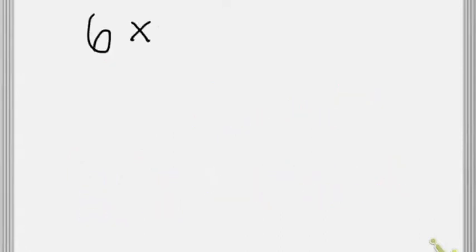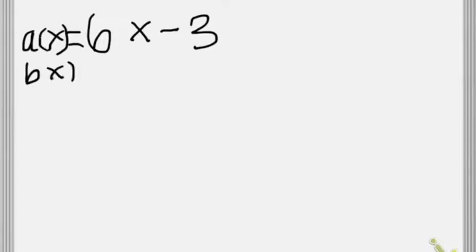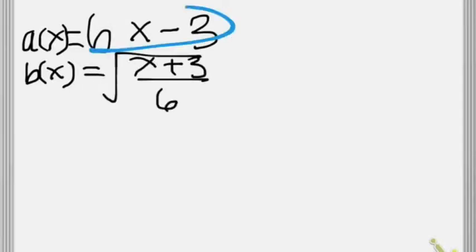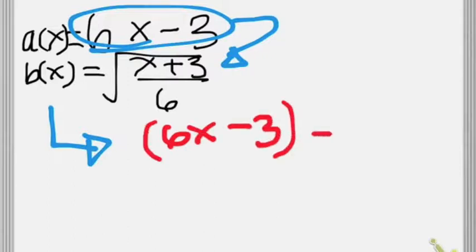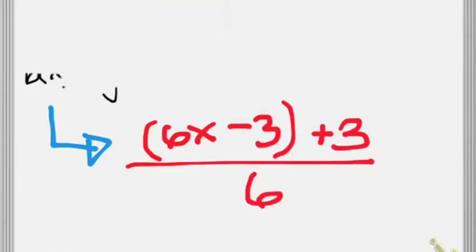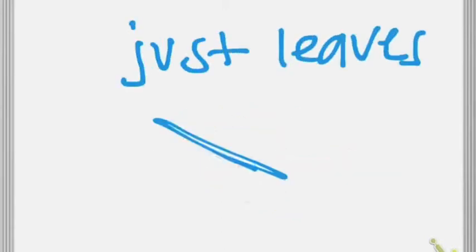Yes, they are inverses. Here are the problems again. We have 6x minus 3, which is a of x, and then we'll have b of x, which is x plus 3 over 6 under the radical. We'll input a of x into b of x, which gives you what is in red, and then we'll simplify and get x, which leaves you with just x.